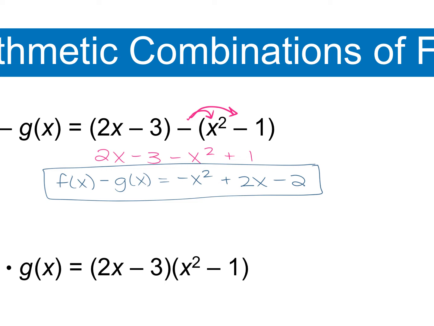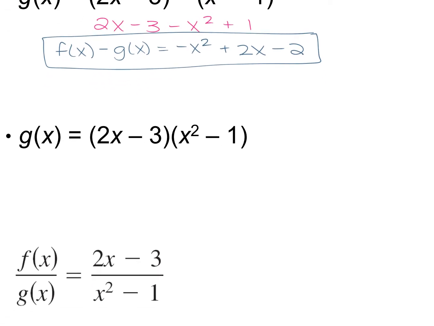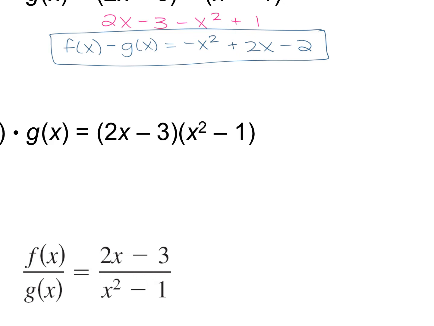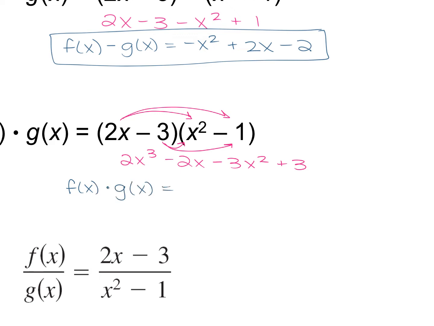For your next one, you have f of x times g of x. So this one, we're just going to FOIL this out. So 2x minus 3 times x squared minus 1. So 2x times x squared gives us 2x cubed. Then 2x times negative 1 is negative 2x. The negative 3 times x squared is negative 3x squared. And then negative 3 times negative 1 is a positive 3. Again, when we write our answer, we're just going to write it in standard form. So that's going to be f of x times g of x is equal to 2x cubed minus 3x squared minus 2x plus 3.